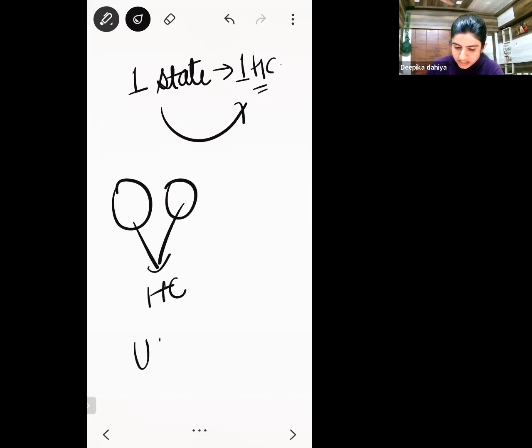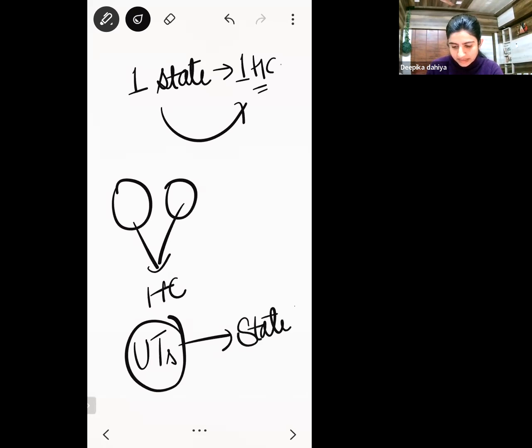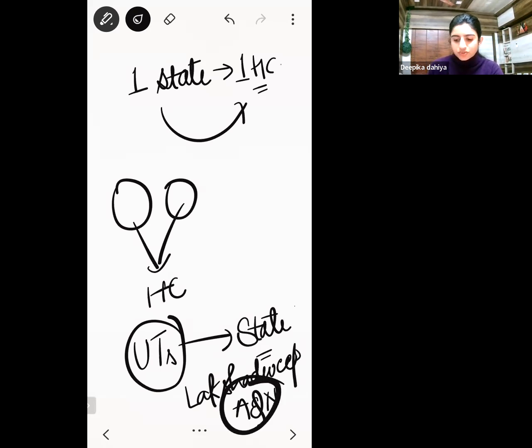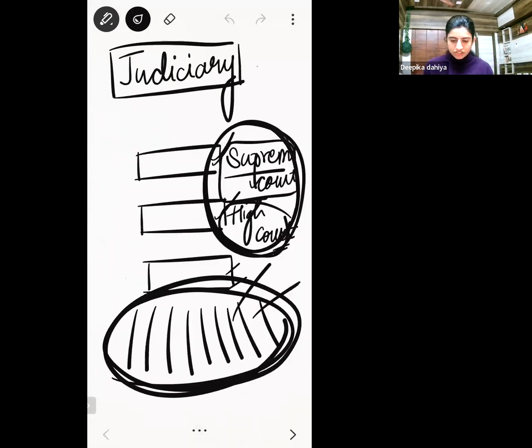In fact, some UTs do not have their own high courts. They share it with a nearby state. Let's take the example of Lakshadweep, or Andaman and Nicobar. Andaman and Nicobar falls under the Kolkata High Court. Some UTs don't have their own high courts because they are too small to have one, and some states share their high court. Let's take the example of Haryana and Punjab. They have one high court. Let's take Telangana and Andhra Pradesh. They are two different states but have one high court. So that's the structure.